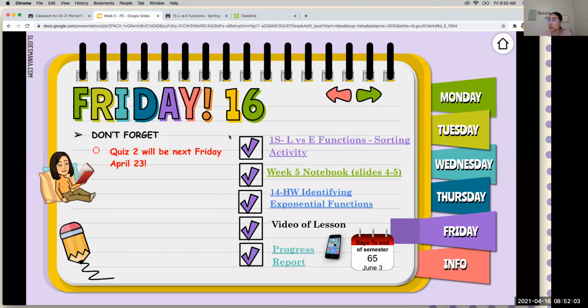But right after we're done with that sorting activity, we will be finishing up our week 5 notebook today. So today is our last day for this week 5 notebook, and that'll be the last pages on there, which is page 4 or slide 4 and slide 5. There's a page of notes and a page of your turn. Then we're going to go over your homework assignment for tonight, which is identifying exponential functions. You have tables there, and all you really need to know is: is this exponential or not? We don't care what else it is. We're just trying to see if it's exponential or not, but we'll review that. And that's basically it for today, those 3 things.